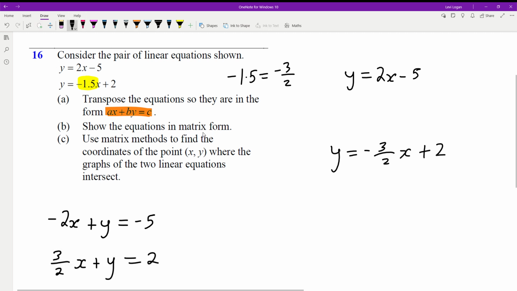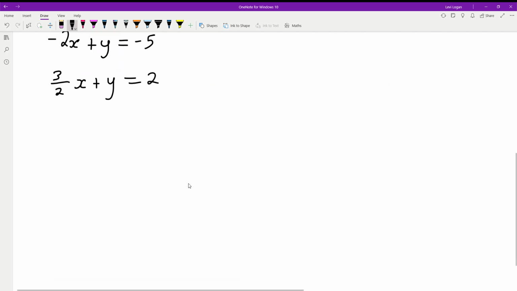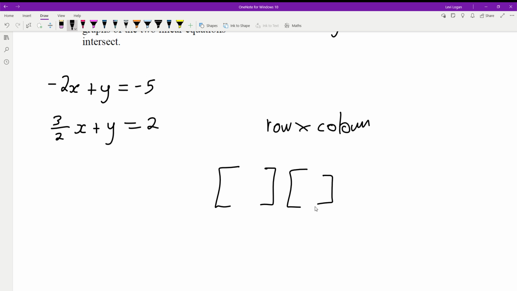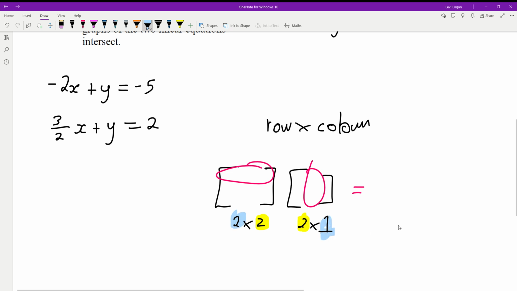Now let's show the equations in matrix form. This is where you need to have a good understanding of how a matrix works. We can write this as a matrix using the common idea that if you're multiplying two matrices, you go row times column. For example, if we have a 2 by 2 and a 2 by 1, we can multiply these matrices because the columns of the first match the rows of the second. Row times column gives you that output, and the answer would be a 2 by 1.